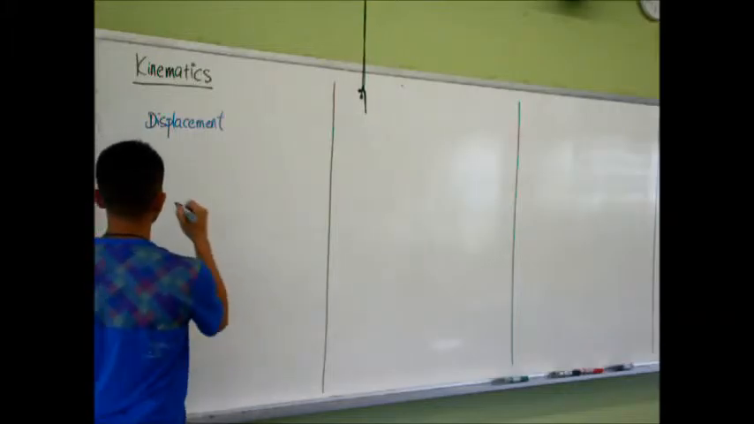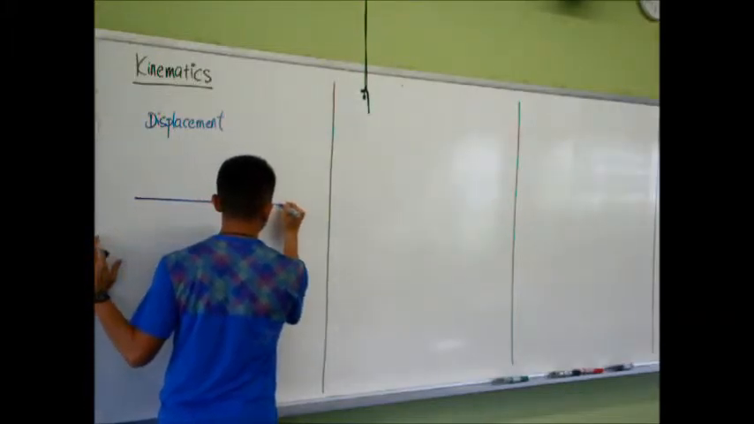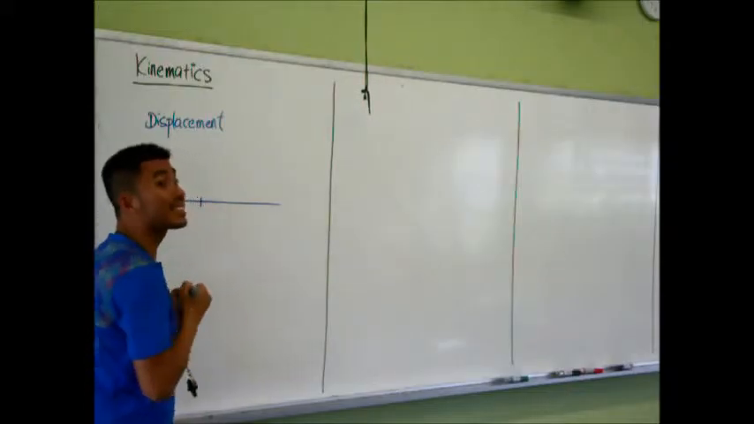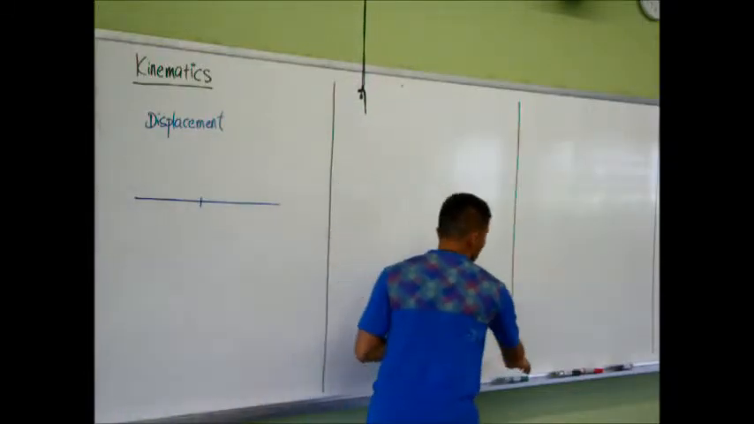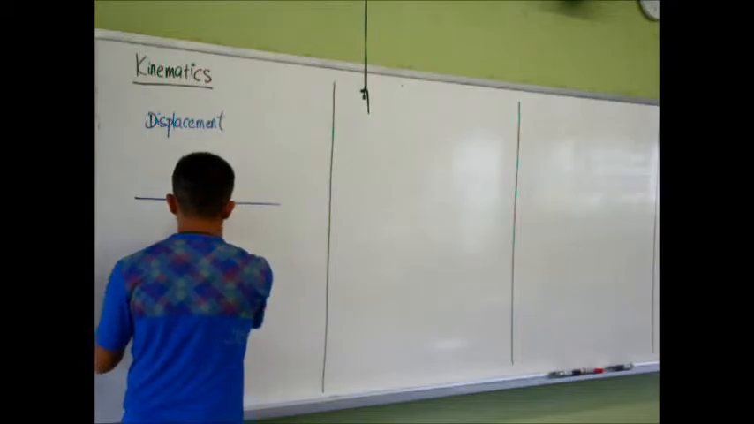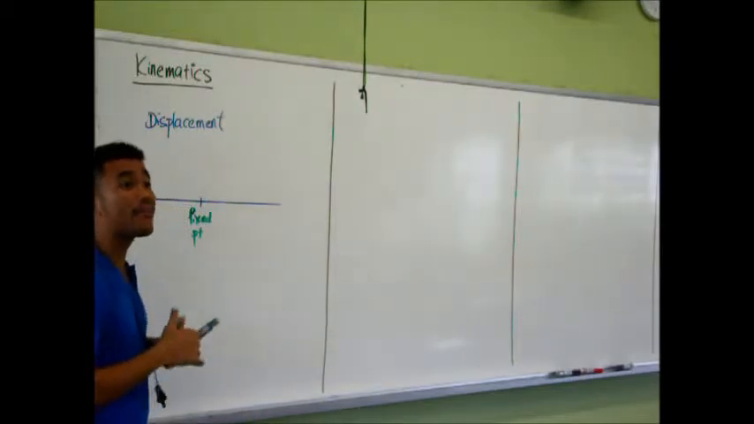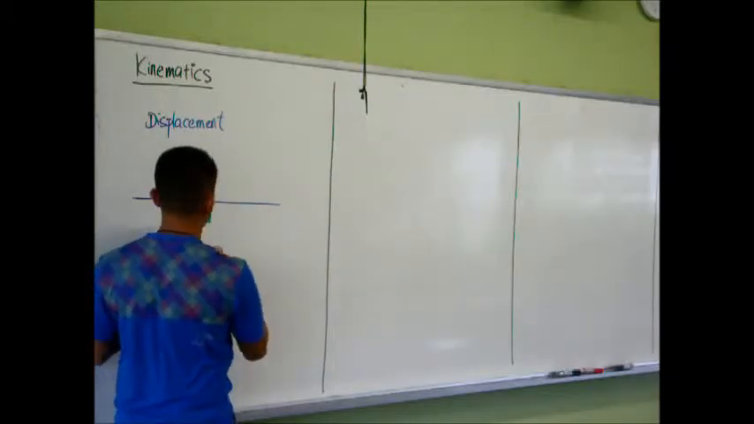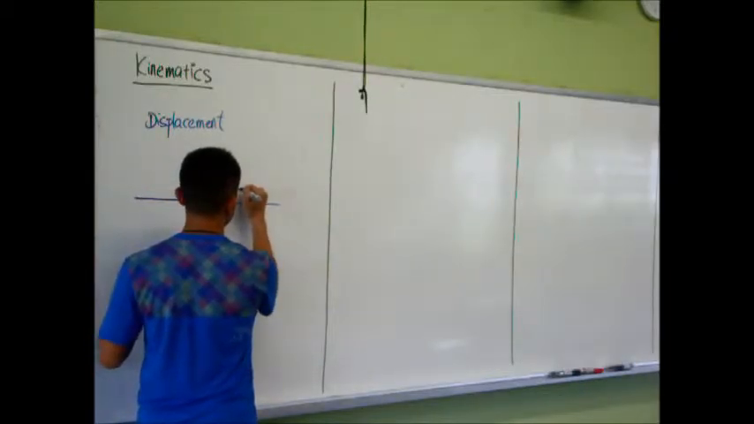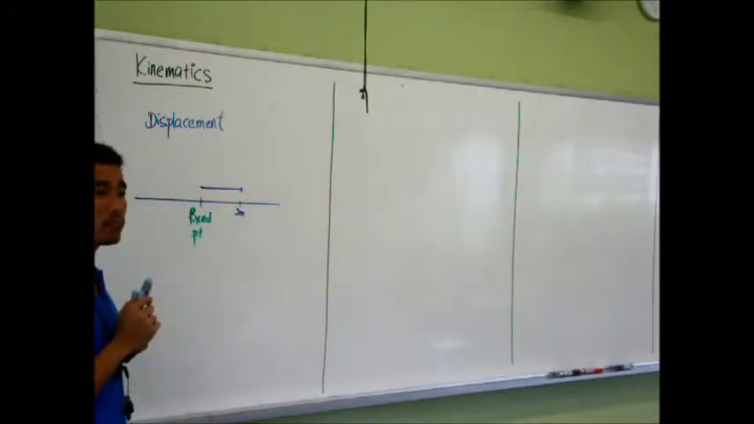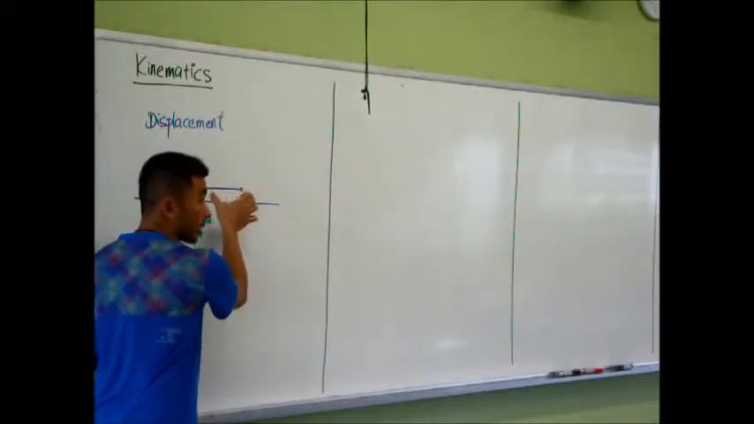What do you mean? Okay, I'll use the example that the book says. Let's say this is my start point, or my fixed point. If I travel in this direction, and the distance here is 2 meters, what is my displacement? It's still going to be 2 meters.